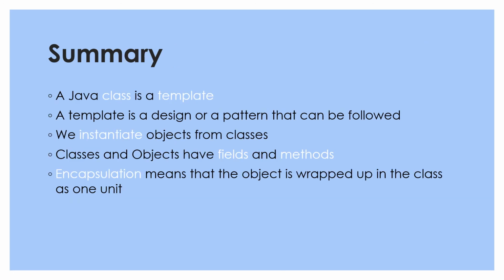So here's a summary. A Java class is a template. A template is a design or a pattern that can be followed. We instantiate objects from classes. Classes and objects have fields and methods. And encapsulation means that the object is wrapped up in the class as one unit.